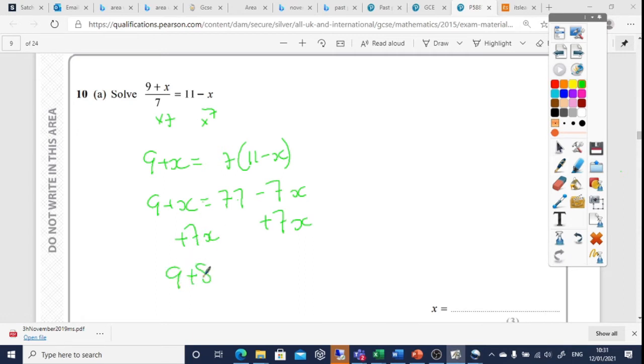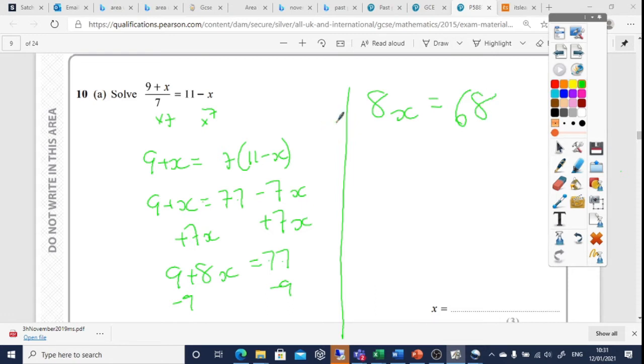So I've got 9 plus 8x equals 77, and minus 9 from both sides. Okay, which means I've got 8x equals 77 minus 9, which is 68. And I want to divide both sides by 8 to give me 8.5. That's my answer.